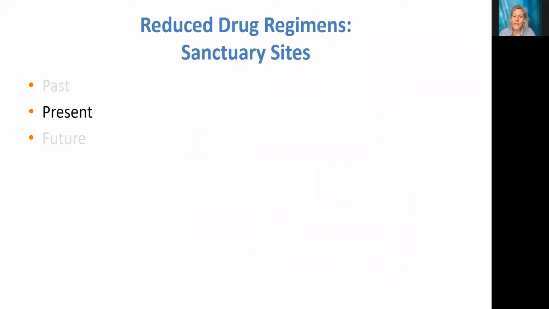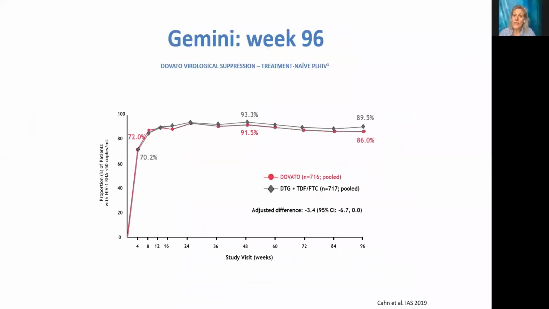But what about the present? Today, when we talk about reduced drug regimens, we talk about unboosted integrase inhibitors together with reverse transcriptase inhibitors, either nucleoside reverse transcriptase inhibitors like lamivudine or non-nucleoside reverse transcriptase inhibitors like rilpivirine.